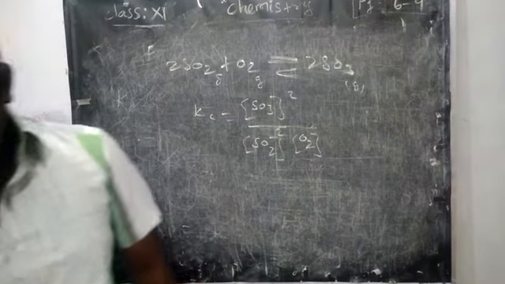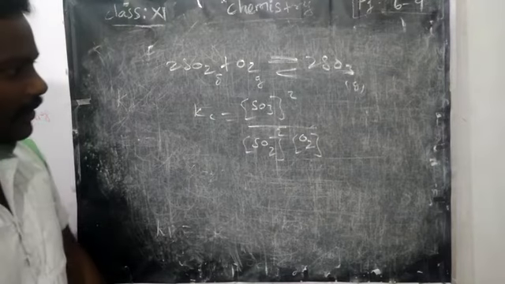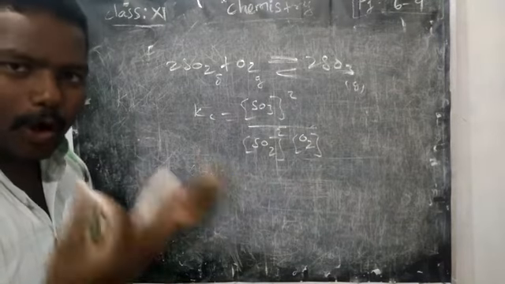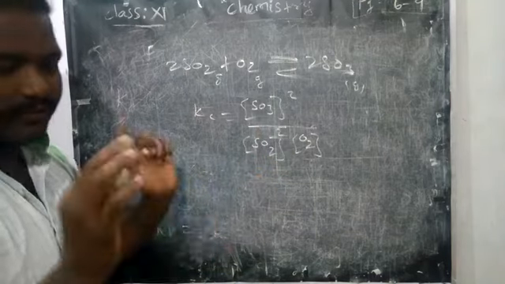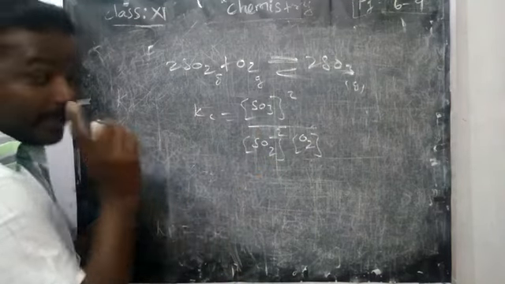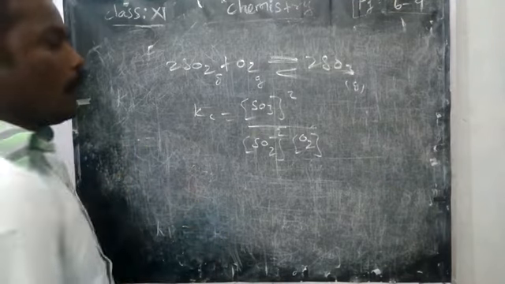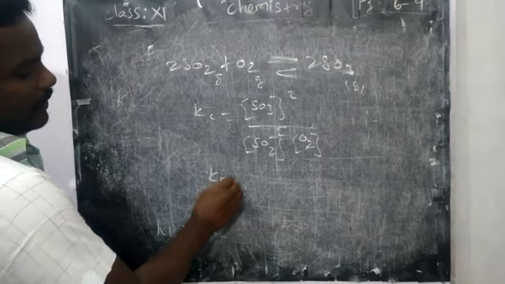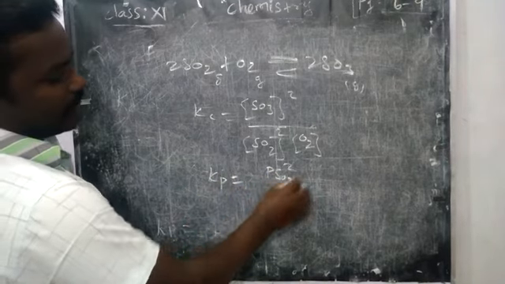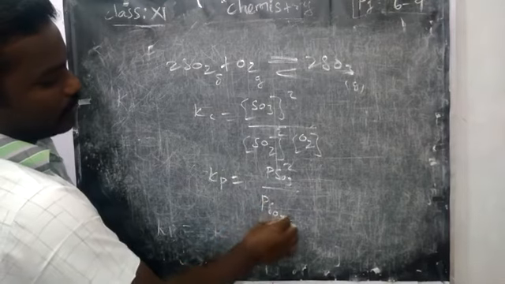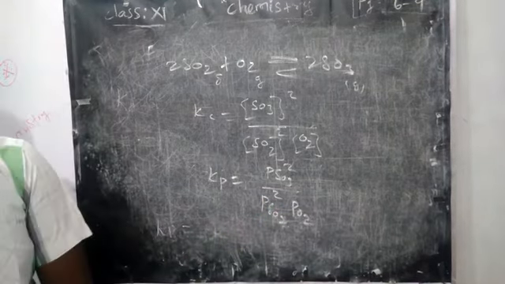But all are gas. What will happen? All are gas means homogeneous. Homogeneous means we cannot leave anything. We should write everything. Heterogeneous, only for pure solid and pure liquid, the concentration term is 1. For Kp, same reaction: P of SO3 power 2 divided by P of SO2 power 2, P of O2. Okay.